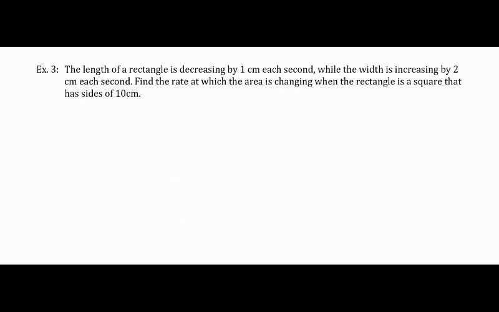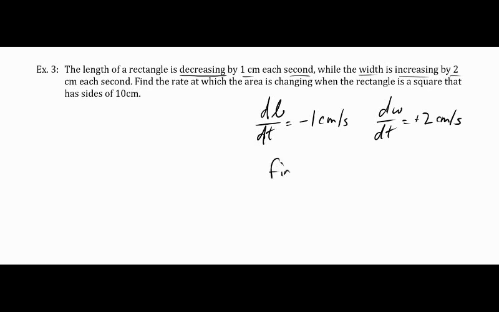The length of a rectangle is decreasing by 1 centimeter each second. Again, it's with respect to time, so that tells me dl by dt is -1 centimeter per second, while the width is increasing by 2 centimeters each second. So dw by dt is +2 centimeters per second. Find the rate, so find dA by dt, when length and width are the same and they're both 10 centimeters.